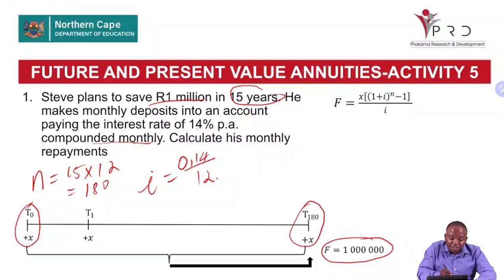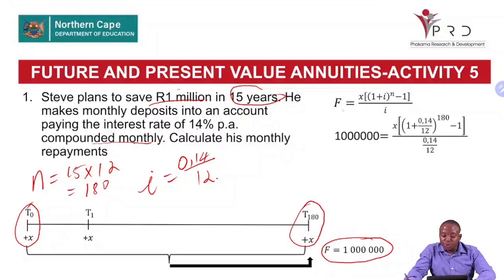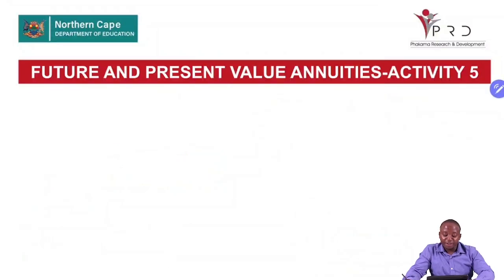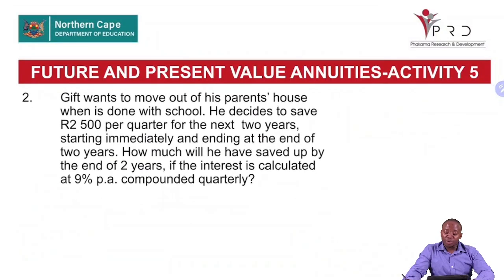So we are saving some amount for the future. We call the future value formula. We substitute into the formula. In place of F, we put 1 million. X is our unknown, we put it as X, into 1 plus I, which is 0.14 divided by 12, the compounding period, all raised to the power 180, which is the total number of payments, minus 1, all over I over the compounding period. We solve for X there, we get X as 1650.75.